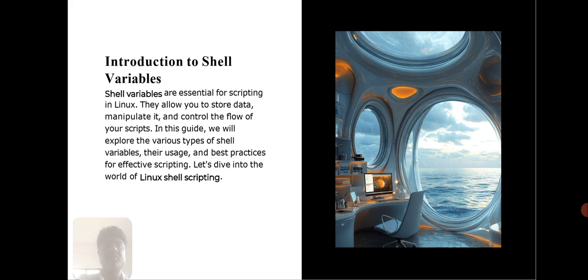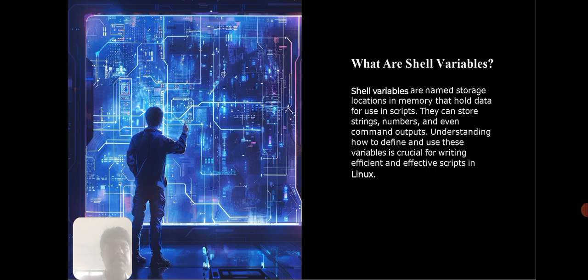In shell scripting, a variable is where we store data information in a particular memory. We use shell variables in Linux shell programming. So what are shell variables? Shell variables are named storage locations in memory that hold data for the script. They can store strings, numbers, and even command outputs.